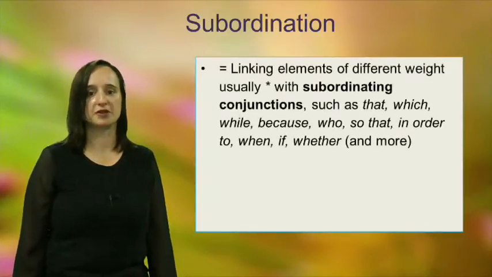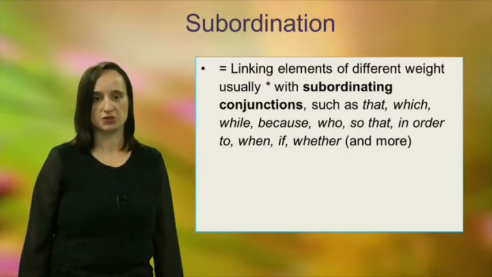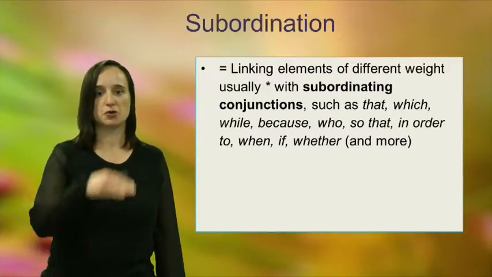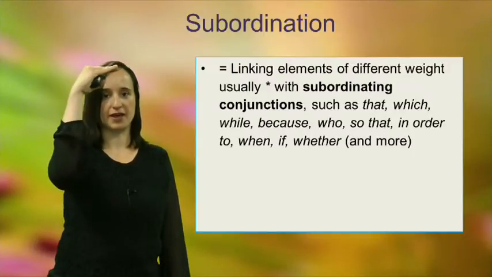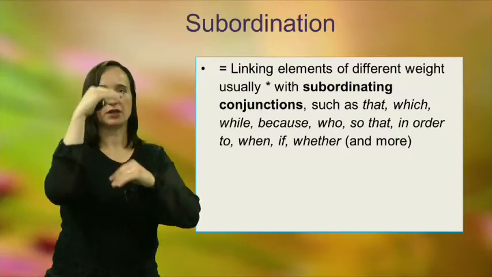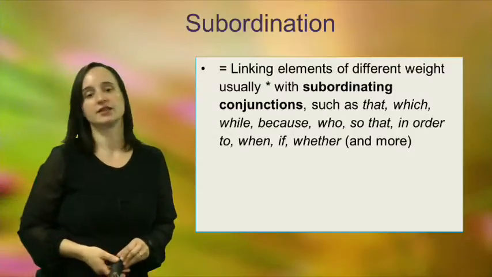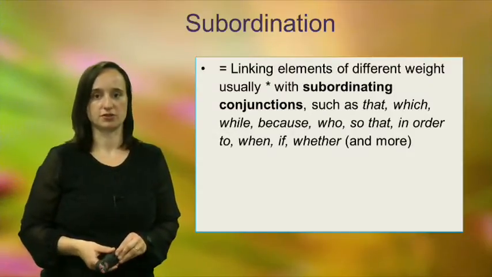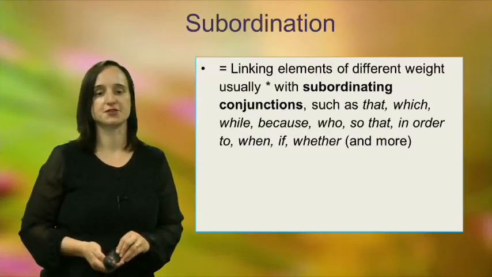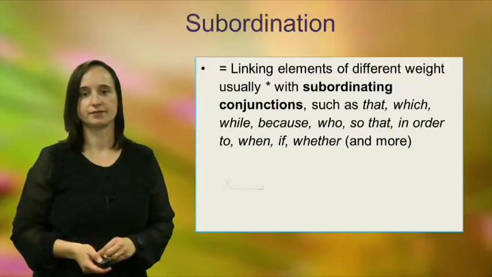Now, when we talk about subordination, we mean the linking of two or more clauses. And usually these clauses are at different levels. So you can have a main clause up here, and you can have a subordinate clause which is at a lower level. Now, when these clauses are linked, they're usually linked by subordinating conjunctions. And examples of these are that, which, while, because, and so on. We'll see a few of these later in our example sentences.